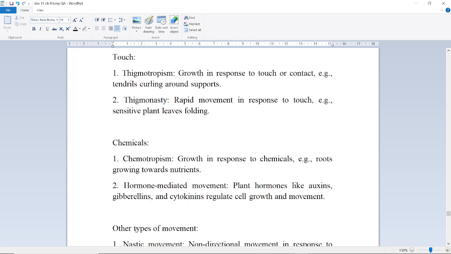Next is touch. Thigmotropism: growth in response to touch or contact. For example, tendrils curling around a support. Thigmonasty: rapid movement in response to touch, for example, sensitive plant leaves folding.